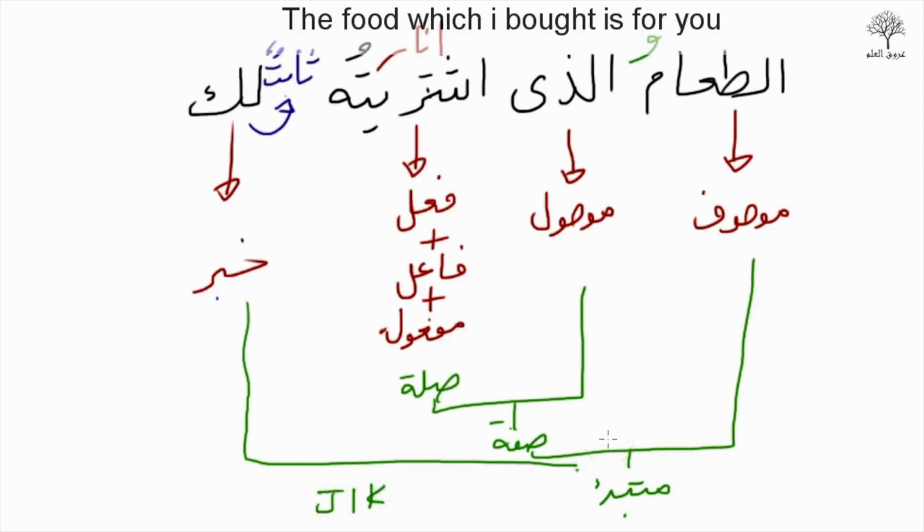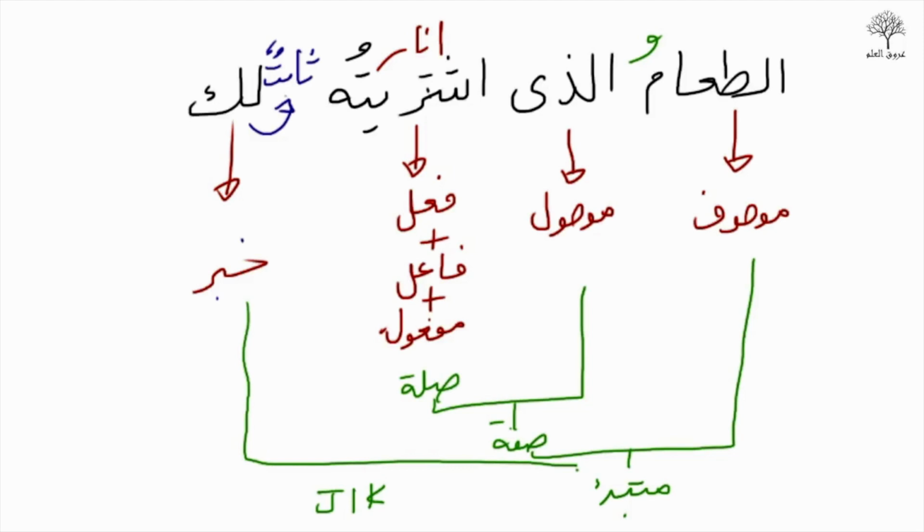Now that's one tarkeeb that you can do. We're going to look at another tarkeeb. So the translation of this would be at-ta'amu alladhi ishtaraytuhu laka: the food which I purchased is for you. So all of this would be the mubtada in that case, and this would become the khabar. The food which I bought is for you. That's if we do it like that.